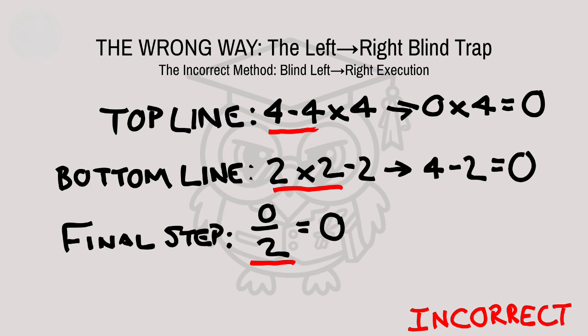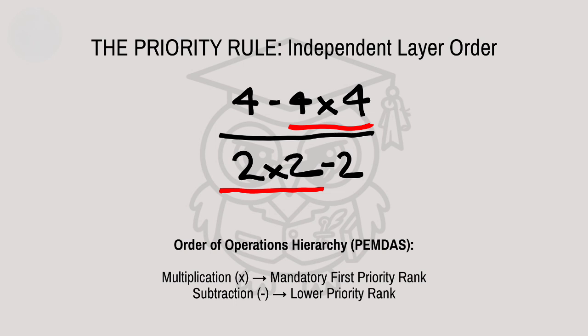Many people instinctively calculate across the top line from left to right, doing 4 minus 4 to get 0, and then multiplying by 4, which equals 0. Even if they get the bottom line right by coincidence, dividing 0 by 2 gives a final incorrect answer of 0. Now let's solve it the correct way.